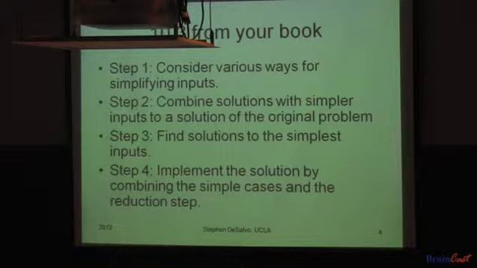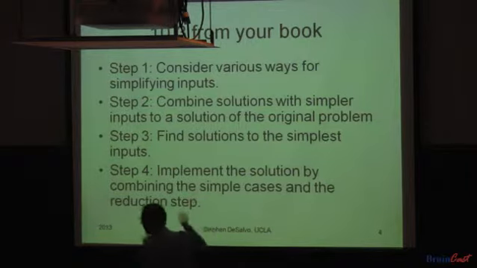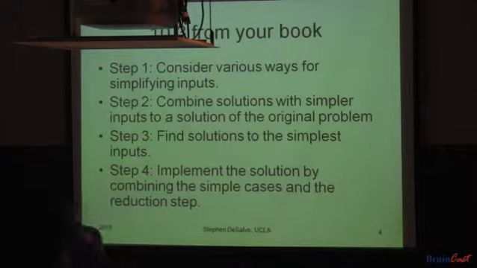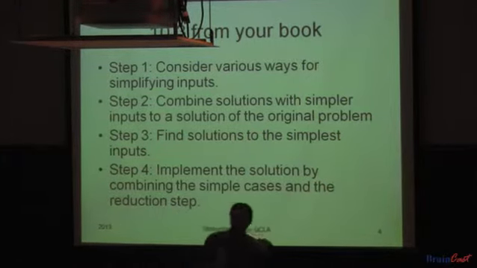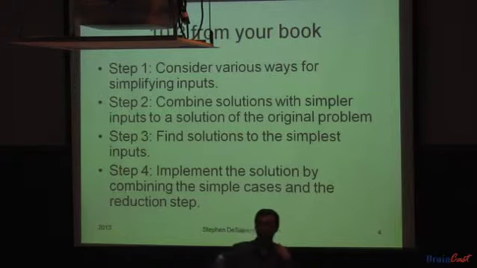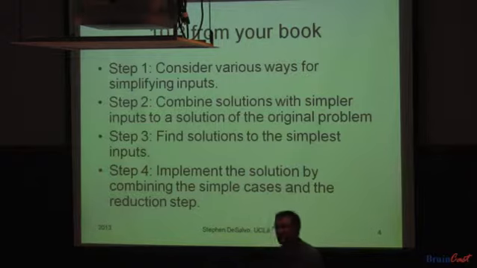Step 1, you think about various ways for simplifying inputs. In other words, how do you get the exact same function with a smaller input? Step 2, how would you combine what you took out to get that smaller problem, with the simpler inputs, to a solution of the original problem? In other words, I took something out in order to call the function on smaller inputs. How would I recombine it, assuming that problem was solved?